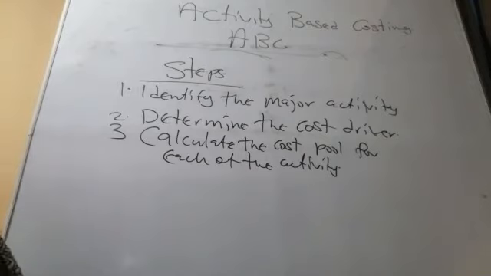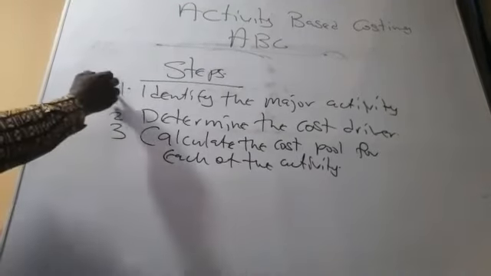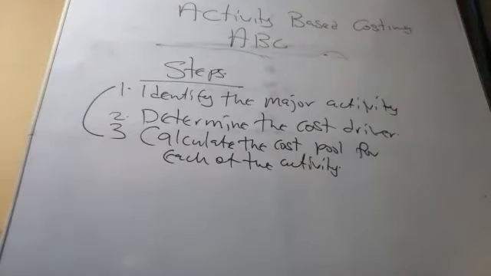So that is it. Then step four. Usually from step one up to step three, they will give it to you straightforward. Step four to step six is where we have to come in the exams. So all the exam questions will start from step four up to step six. So let's see step four. Calculate the overhead absorption rate for each of the cost driver.